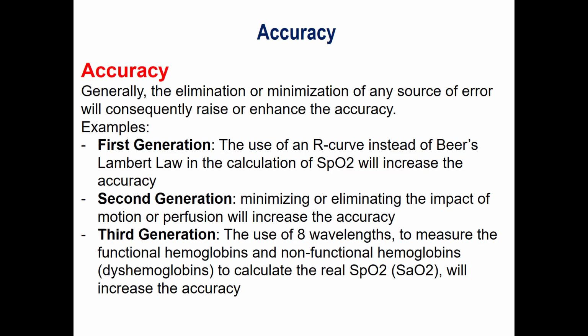Now we'll move to part 3, which is the third generation, which has solved an important problem we always faced in the reading of the pulse oximeter, which is the presence of dyshemoglobins, or what we call non-functional hemoglobins, such as carboxyhemoglobin and methemoglobin.